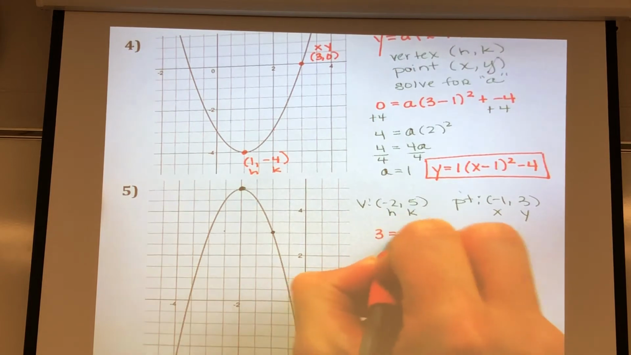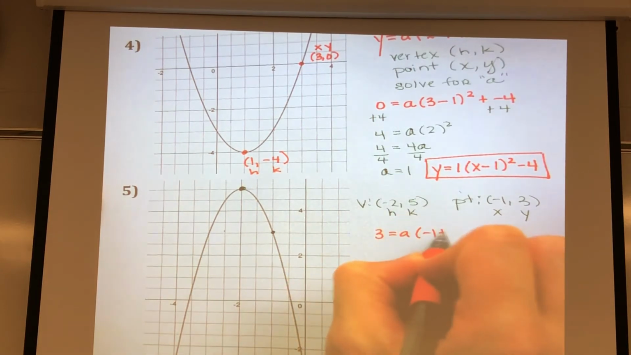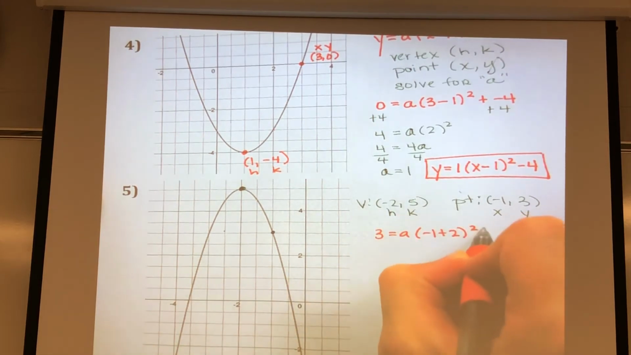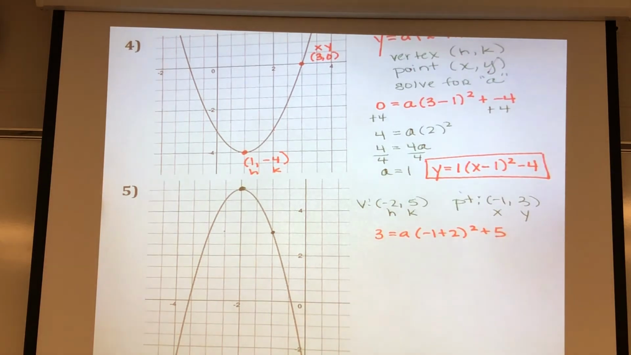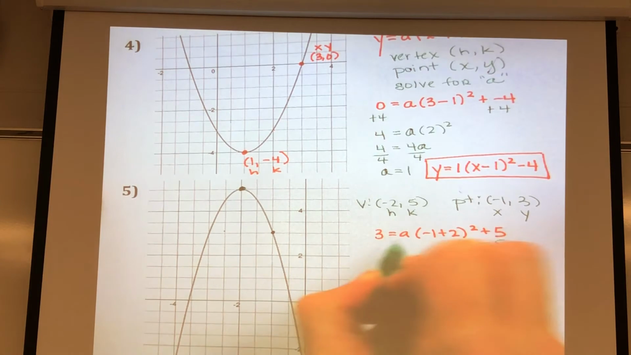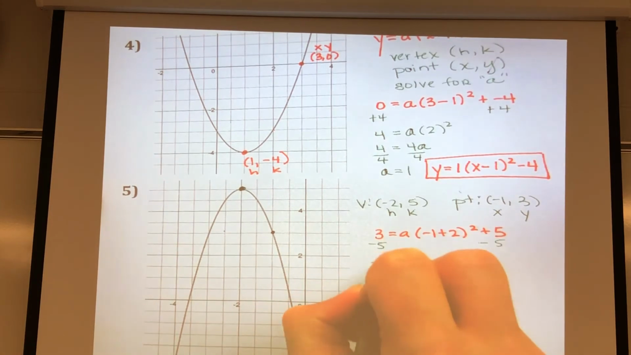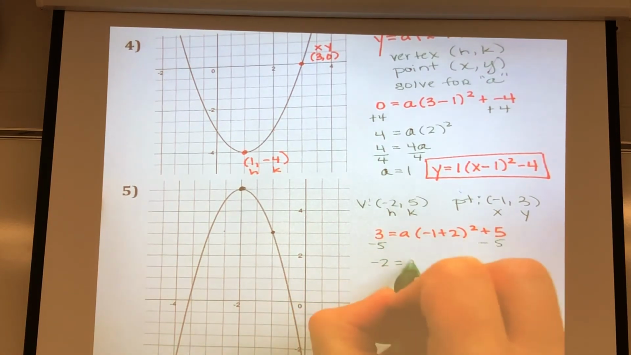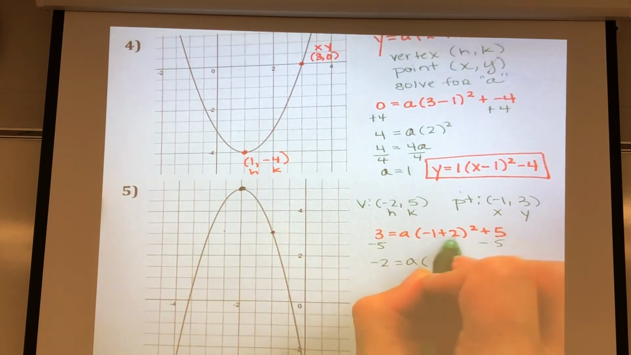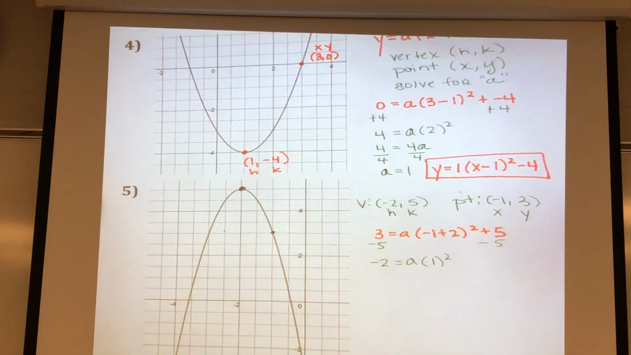3 equals a times (-1 plus 2) squared plus 5. Solve by moving the k first. So I'm going to subtract my 5 before I do anything else. And then I can simplify inside of there. -1 plus 2 is 1, squared. 1 squared is just 1, so it looks like a is just going to be negative 2.